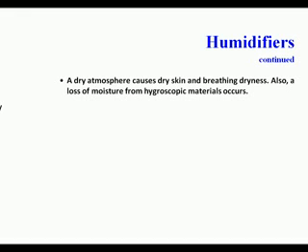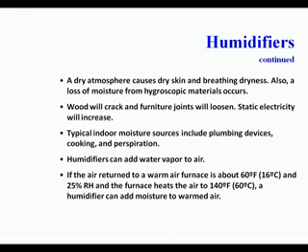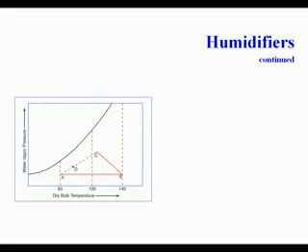When air is heated, it can absorb more water vapor, and humans are comfortable at about 35 to 45% relative humidity. When the air at 30 degrees Fahrenheit and 90% relative humidity is heated to 72 degrees, the relative humidity drops to about 18%. This is why we feel much drier during the heating season than we do in the summer. A dry atmosphere can cause dry skin and breathing dryness.